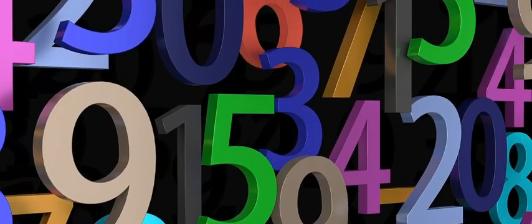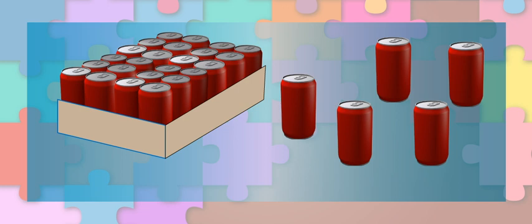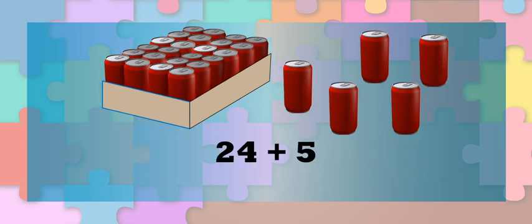Let's look at a final example. There are 24 soda cans in a case. How many soda cans are there if you also include the 5 loose ones? In this case, we are adding these numbers, 24 plus 5. In fact, because of the commutative property, we can also find this sum, 5 plus 24.